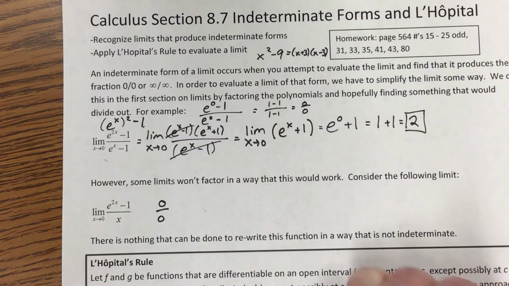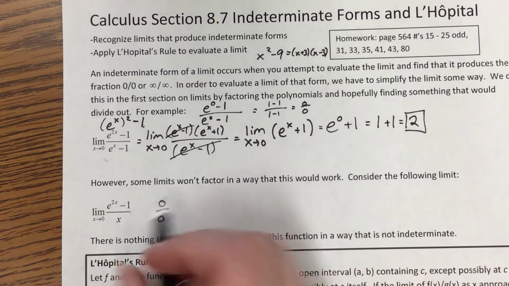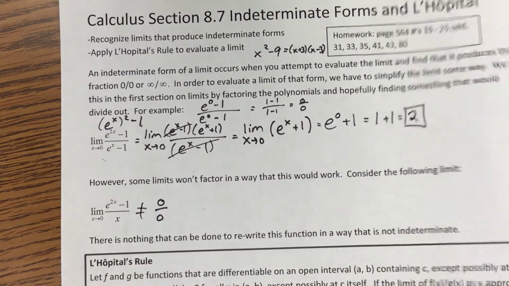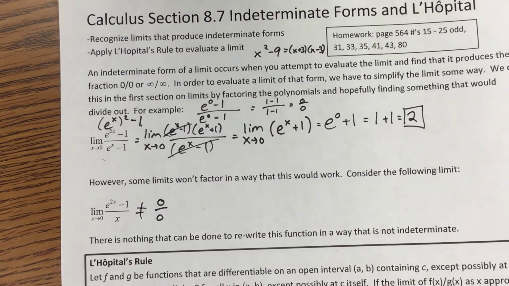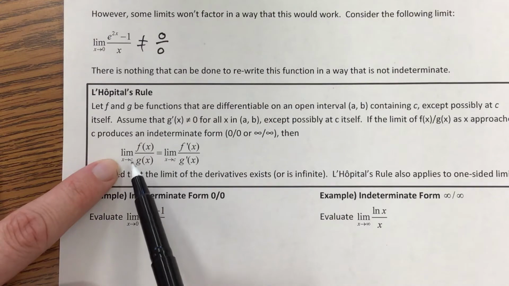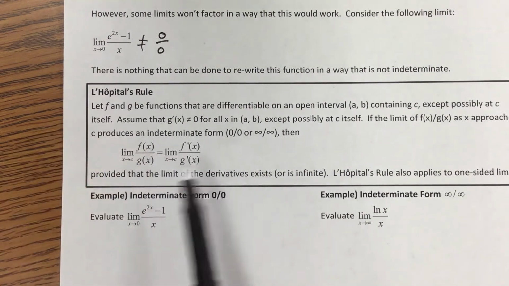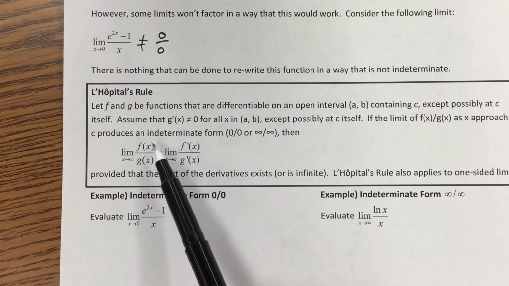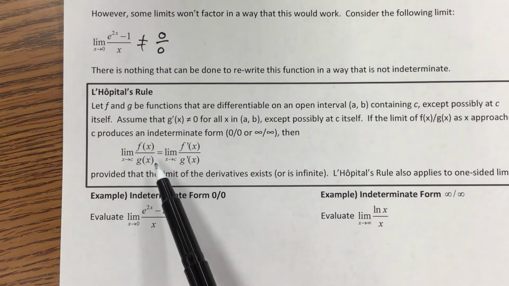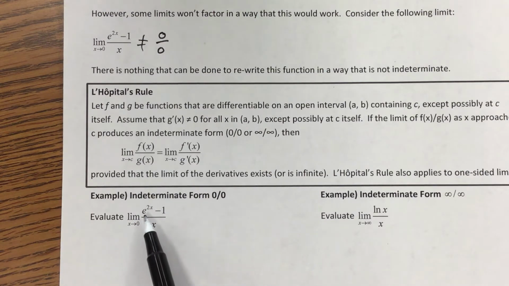So we're going to use L'Hopital's rule. L'Hopital's rule says that if we have the limit as x approaches c, where c is a number, of a fraction. For this fraction, f of x represents whatever's on the top, and g of x represents whatever's on the bottom. In this one, f of x would be e to the 2x minus 1, and g of x would be x. So it's just whatever's on the top, whatever's on the bottom.